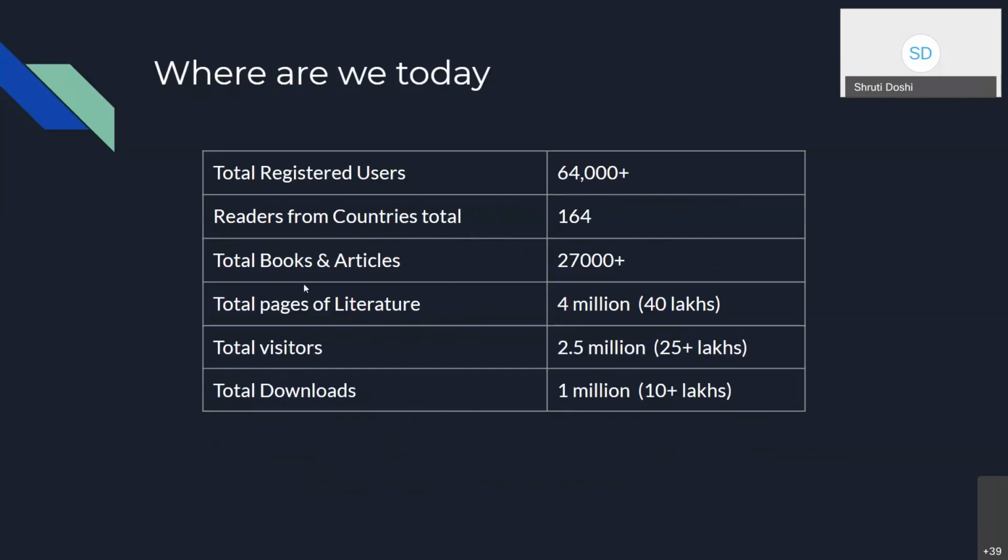We have collected and uploaded a total of about 27,000 plus books and articles. That makes up a total of about 40 lakh, or 4 million, pages of literature. So far, we've had total visits of 2.5 million, or 25 plus lakh, and total downloads of different kinds of literature, books, articles and Agams, of 10 lakh plus, over 1 million. That's really fantastic and very encouraging to see that it's reaching such a wide audience across the globe and serving our community in such a great way.